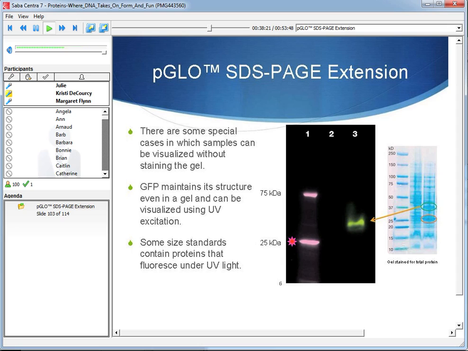In this case, the GFP has been denatured but not heated. If you heat it, it denatures, it will completely come unfolded, and then you can't see it on the gel. But if you just do processing with reducing agent, then it still shows up. So I think that's pretty cool anyhow.